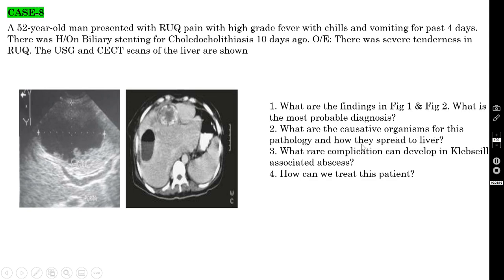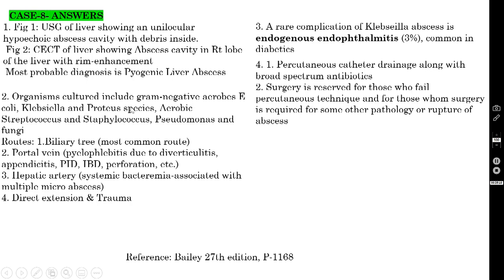What are the causative organisms for this pathology and how do they spread to the liver? The organisms cultured include gram-negative aerobes like E. coli, Klebsiella, Proteus, aerobic Streptococcus, Staphylococcus, Pseudomonas, and fungi. Route of invasion: it could be through the biliary tree, that is the most common route, or could be portal vein, pylephlebitis due to diverticulitis, appendicitis, perforation, etc. But it's rare nowadays. Or invasion may be through the hepatic artery, because of systemic bacteremia associated with multiple microabscesses. Or sometimes it could be direct extension or from trauma. These are the routes of invasion.